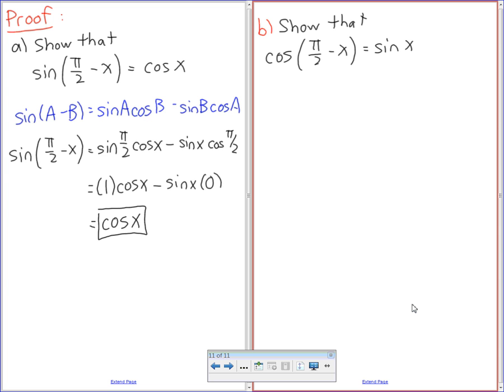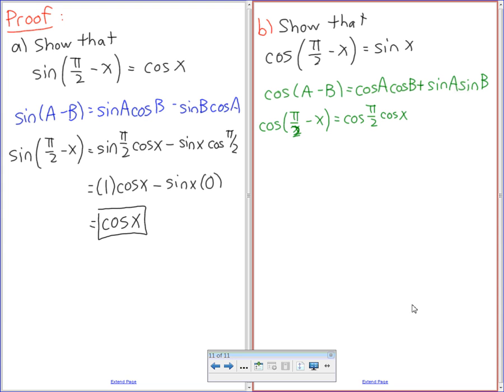Quickly here. Cos. So what's somebody tell me what cos of A minus B is, please? Okay, great. Can I get somebody to sub in some numbers for me, please? Katie, be brave. You can do it. Okay, great. What is cos pi by 2? 0.